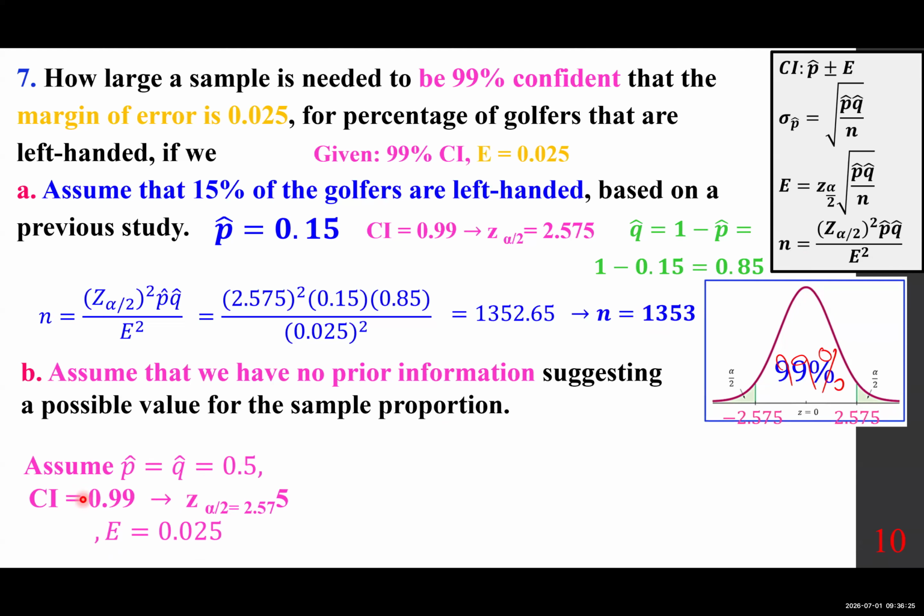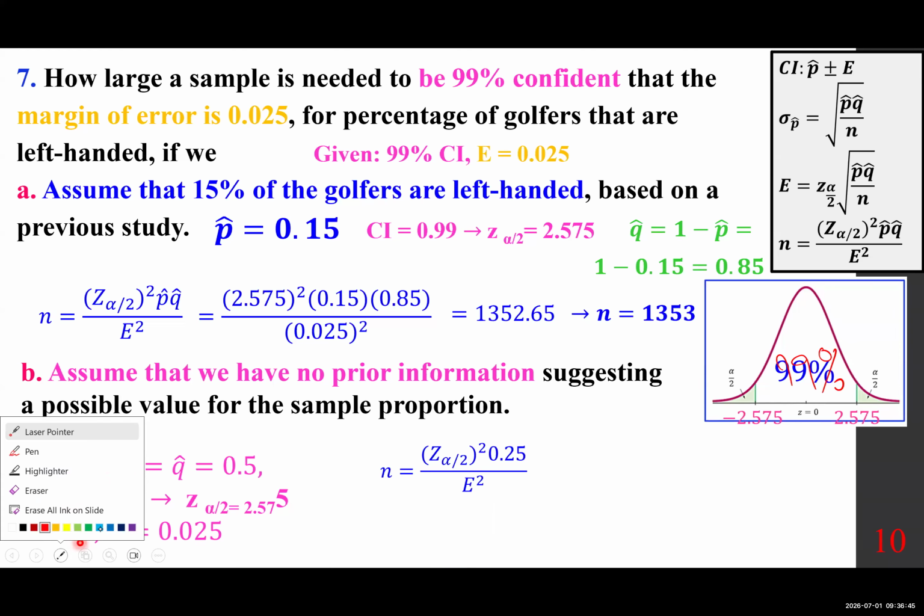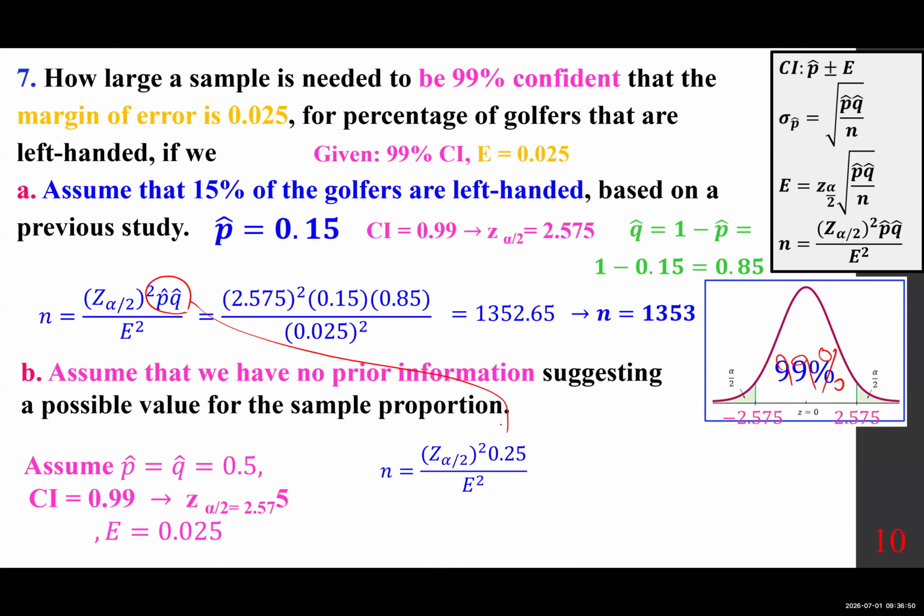That is the assumption. Confidence interval doesn't change, 99%, so the Z value doesn't change. Okay, and here's the E. So we plug everything into this one. By the way, P hat, Q hat, 0.5 times 0.5 is 0.25. Please understand that the product of these two means 0.5 times 0.5, which is 0.25. That's why sometimes they just use this formula. Plug in, evaluate, and here's what I mean.